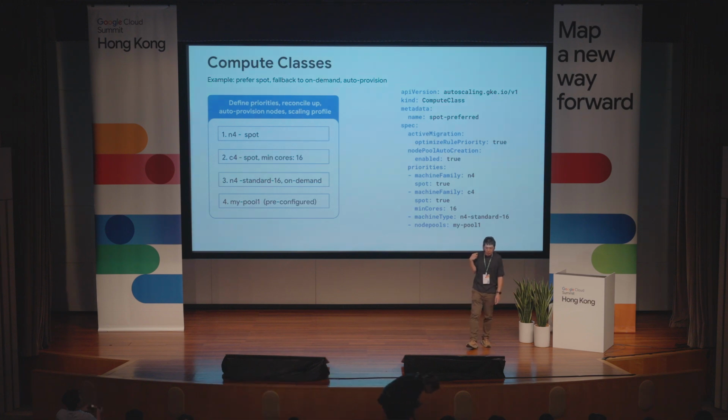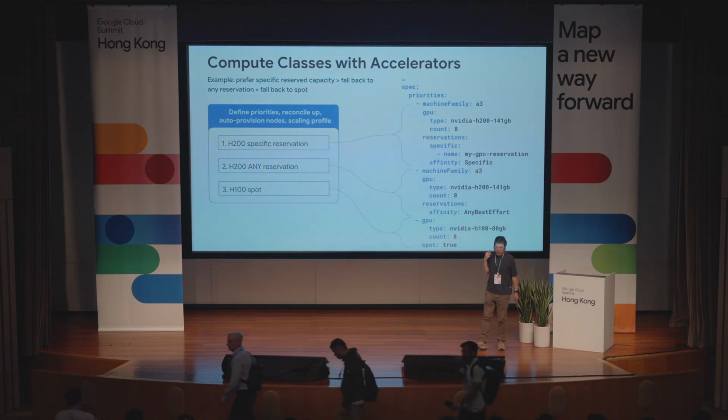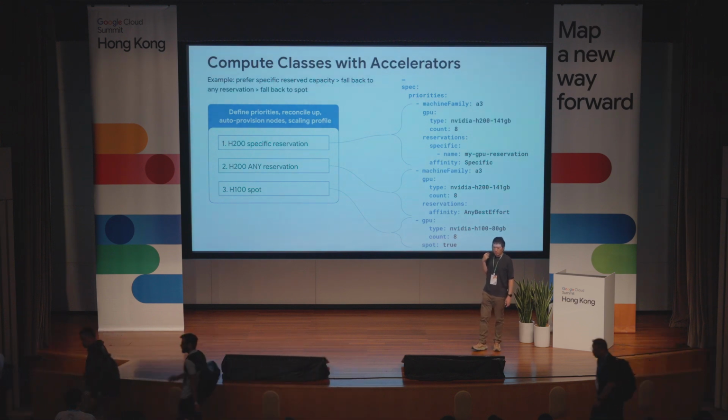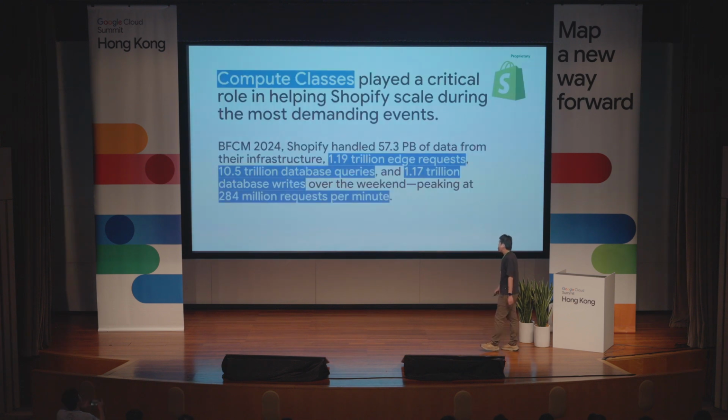This is another example where your priority is spot instances. If not, then fall back to C4 and then subsequently to N4 and so on. Also, you can add your GPU reservation in CCC, so that you can always ask the cluster to use your reservation. If there's a lack of capacity, then it will look for any reservation across the project, or any spot instances that are available.